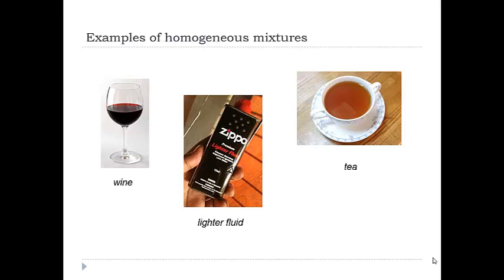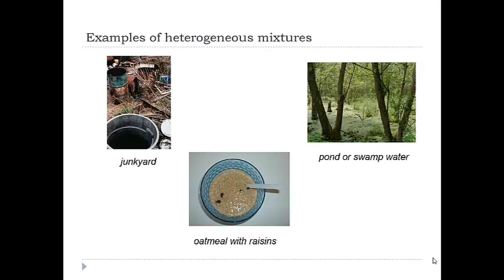So here's some examples of homogeneous mixtures. Wine, lighter fluid, tea. These are all uniform. There's no lumps in them. They're all mixed together, but they're not chemically bonded. Here are heterogeneous mixtures. A junkyard, you just got a whole bunch of different things, pond or swamp water, oatmeal with raisins. Anything that is lumpy, that is not the same throughout, is a heterogeneous mixture.